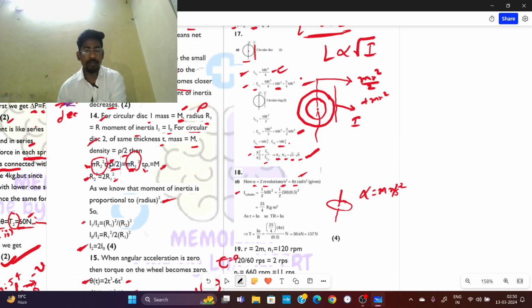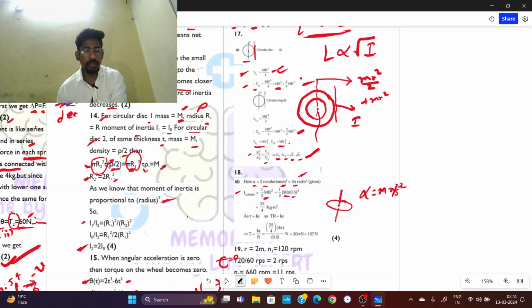Now you have to calculate the moment of inertia of the cylinder, that is half mr square. The mass is given as 50 kg and the radius is 0.5 meter. If we calculate this, we will get 25 by 4, that means 6.25 kg meter square.